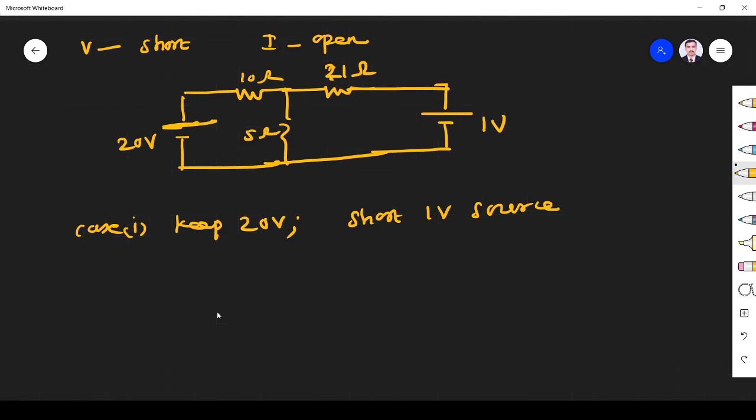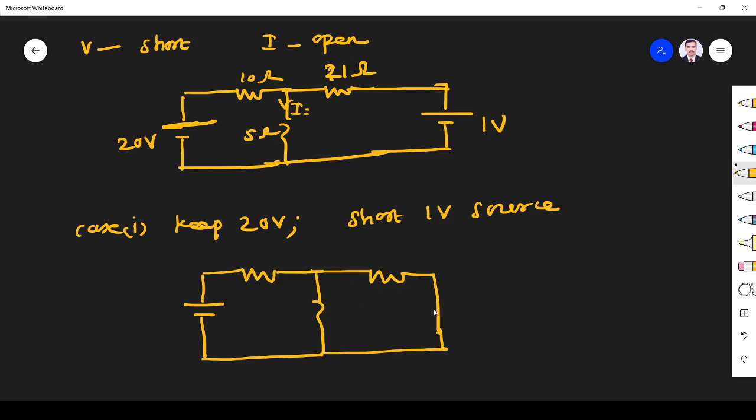Now you see I want the current through 5 ohm resistor, right? So how can we find? This is the current I want to find. Okay, I redraw the diagram. So this is the case 1 diagram. It will become like this, right? This is 21 ohm, this is 10 ohm, this is 5 ohm, this is 20 volt, fine.